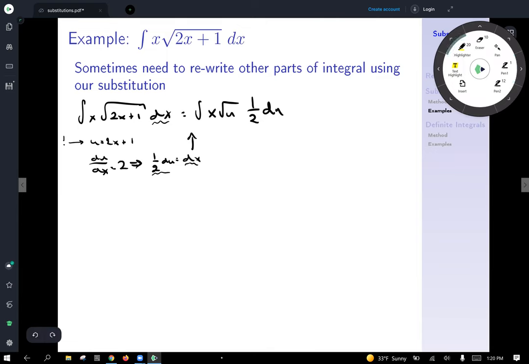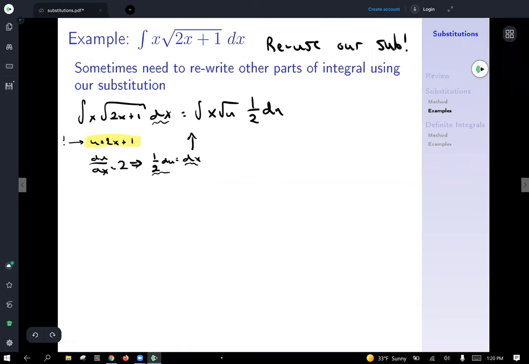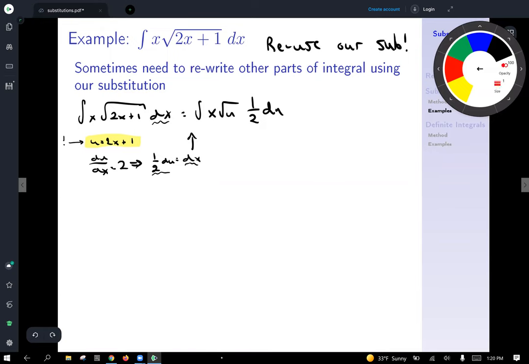You can reuse our substitution. So what is our substitution? Our substitution is u equals 2x plus 1. All I see in the integral is an x, and in my substitution, I only have an x. So is it theoretically possible to just isolate that x in the substitution, solve for x in u equals 2x plus 1? We can do that, yeah? Let's try that. Solve for x.